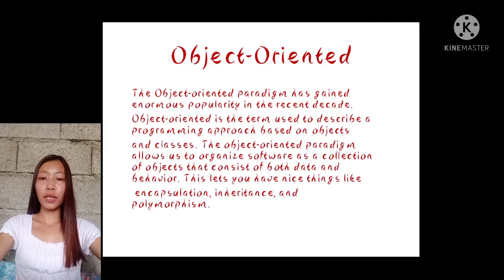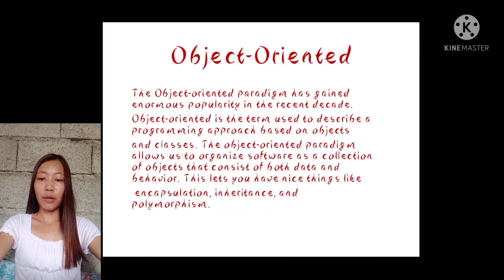Next is object-oriented. The object-oriented paradigm has gained enormous popularity in the recent decade. Object-oriented is the term used to describe a programming approach based on objects and classes. The object-oriented paradigm allows us to organize software as a collection of objects, which consist of both data and behavior. This lets you have nice things like encapsulation, inheritance, and polymorphism.